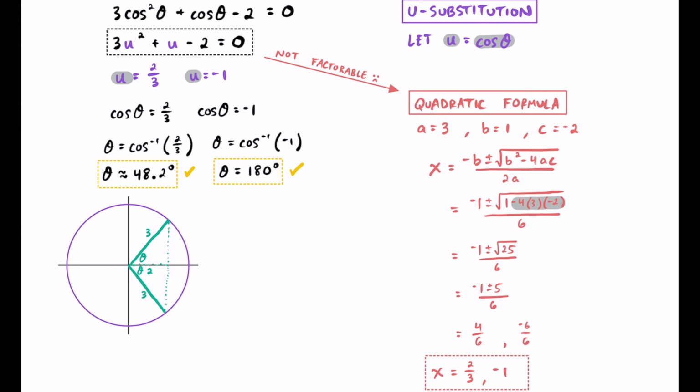Okay, so we already have this 48.2 degrees, that's right over here. But what's this angle measure all the way around? Well, if we go all the way around in this direction, since we need an angle between 0 and 360, this would just be 360 take away the 48.2 degrees. And so 360 degrees take away that 48.2 degrees is going to be 311.8 degrees. This would be the third and final solution for this equation.